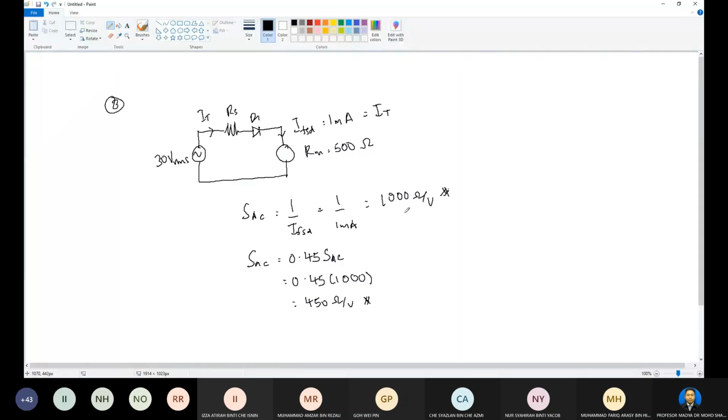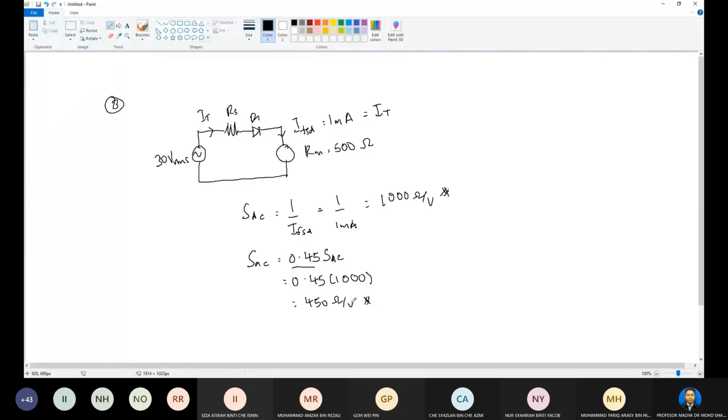To calculate the AC sensitivity for half wave, this is the formula. Similar to before, for the current we have 0.318, and for the sensitivity for AC we have 0.45, multiplied by the sensitivity for DC, 1000. So the answer will be 450 ohms per volt.